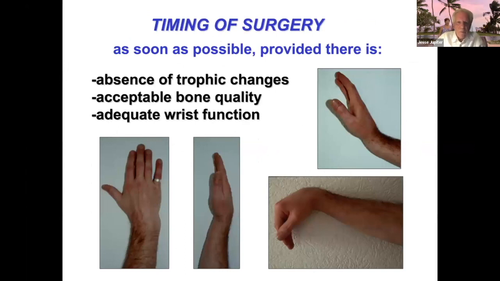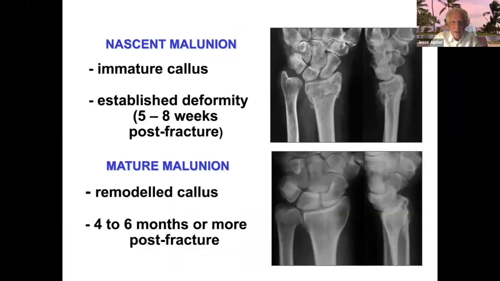When to do this? Well, for years, we thought, well, we should allow the patient to rehabilitate the hand, which is appropriate, and then to get as much they could get out of therapy. And sometimes this dragged on and on when you're looking at a younger person with an obvious deformity. So in the absence of trophic changes, acceptable bone quality and adequate wrist function, there's no reason to wait. And I started seeing this early on, and it made sense to me.